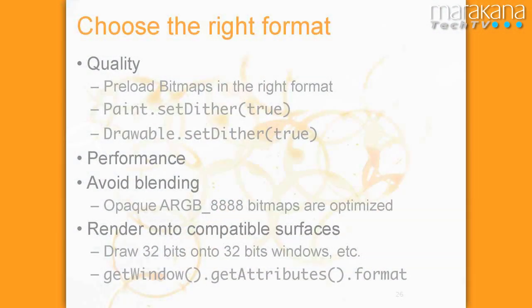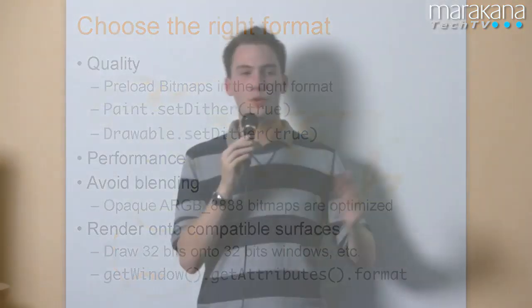You should avoid blending at all costs. If you don't need an alpha channel, well, don't use it. We have a special optimization in the platform. If you load a 32 bits image that's completely opaque, that's okay. We'll figure it out and we'll enable special fast paths for that. And again, render onto compatible surfaces. When you're in the onCreate method of your activity, you can call getWindow().getAttributes(), and you can check the format of the window, or you can modify the format of the window, and you can check whether the window is going to be 32 bits or 16 bits. And based on that, you can load your bitmaps in a different way, or you can force your window to be in the format you want. Again, in Gingerbread, it doesn't really matter because everything will be 32 bits.